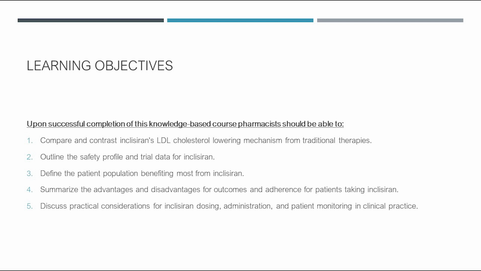Today's learning objectives are: upon successful completion of this knowledge-based course, pharmacists should be able to compare and contrast Inclisiran's LDL cholesterol-lowering mechanism from traditional therapies, outline the safety profile and trial data for Inclisiran, define the patient population benefiting most from Inclisiran, summarize the advantages and the disadvantages for outcomes as well as adherence for patients taking Inclisiran, and finally, discuss practical considerations for Inclisiran dosing, administration, and patient monitoring in clinical practice.